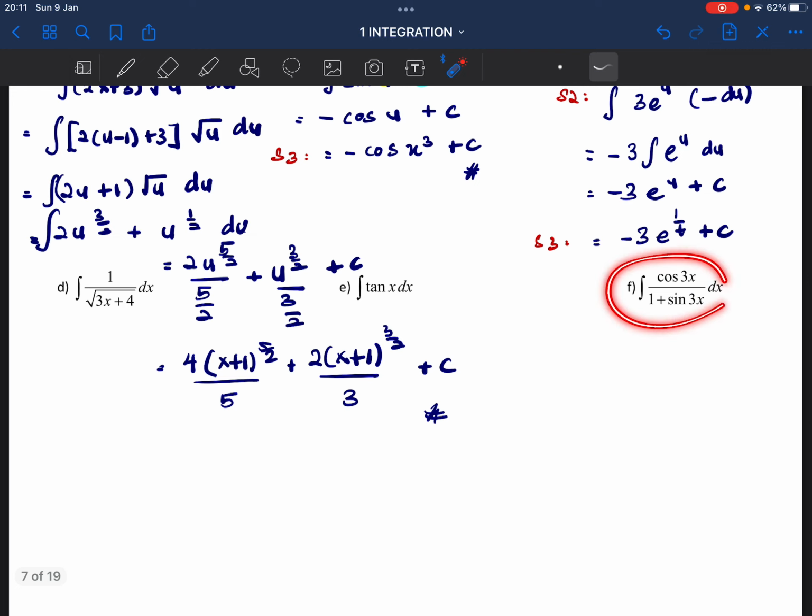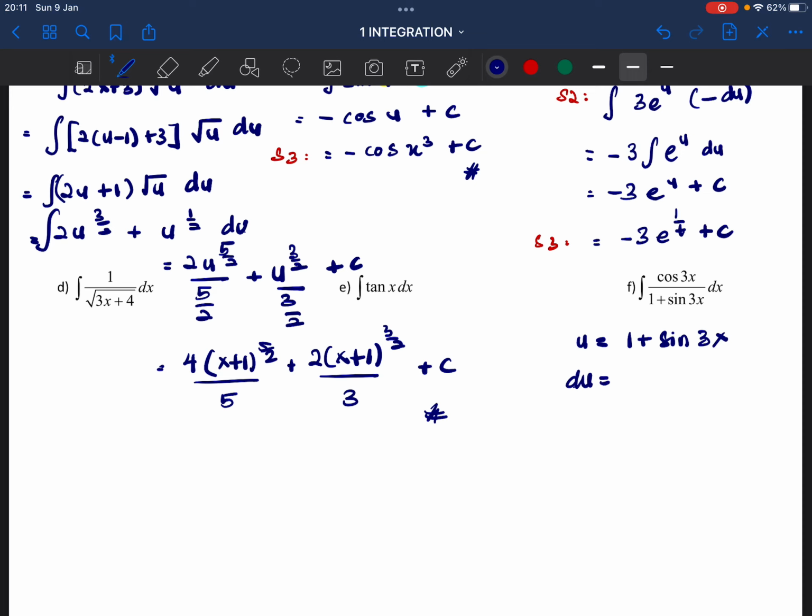Example F here. We have cos 3x over 1 plus sine 3x. As I mentioned earlier, it is so much easier if you choose the denominator. Okay, but please check back. If you differentiate the denominator, can you get something that is in the question? So here, use u equals 1 plus sine 3x. Okay, so we differentiate: differentiate 1, 0; differentiate sine 3x. Remember how to differentiate sine 3x. Differentiate sine, you get cos 3x.